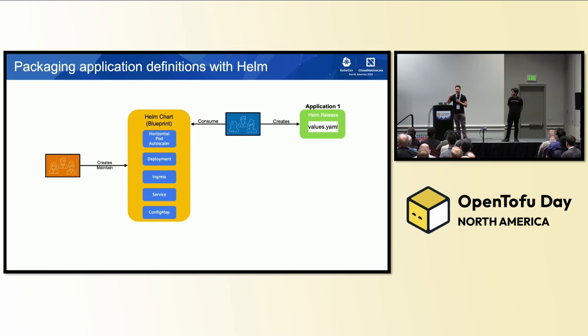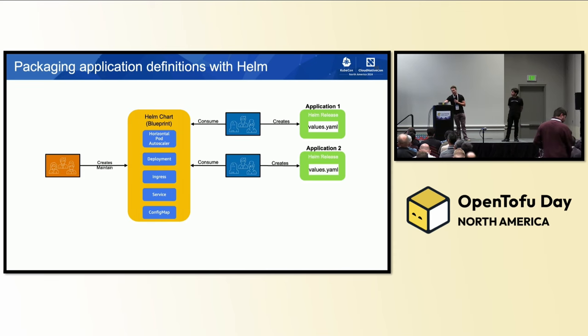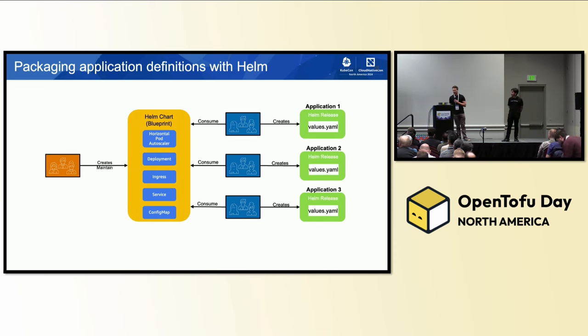They specify in the values.yaml of the Helm chart to customize to their needs. So for the three-tier application, they specify, for example, which container image to use for the backend, what is the scaling policy that they have to have, and so on. And another developer team would do the same, configuring to their use case and so on.